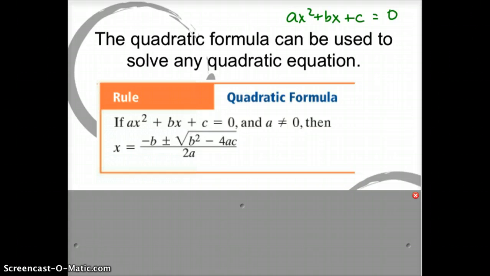So the quadratic formula is this. It says if ax squared plus bx plus c equals 0 and a does not equal 0, then x equals negative b plus or minus the square root of b squared minus 4ac all over 2a. It's long, but a lot of times it comes to be easier than actually going ahead with completing the square. And I definitely think it's worth memorizing.